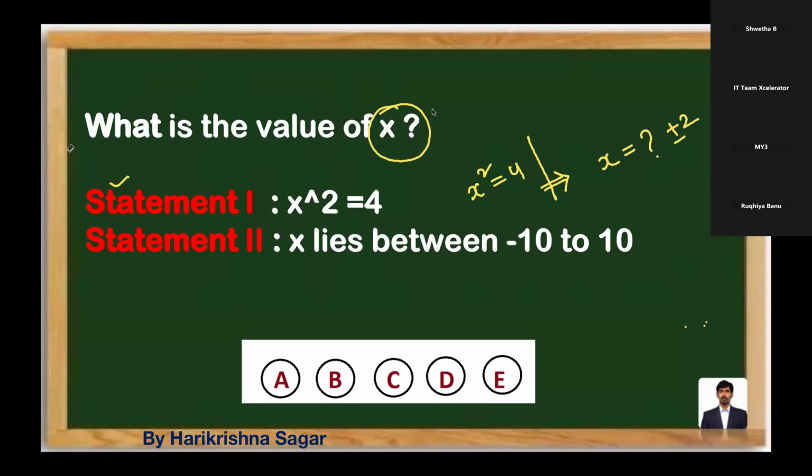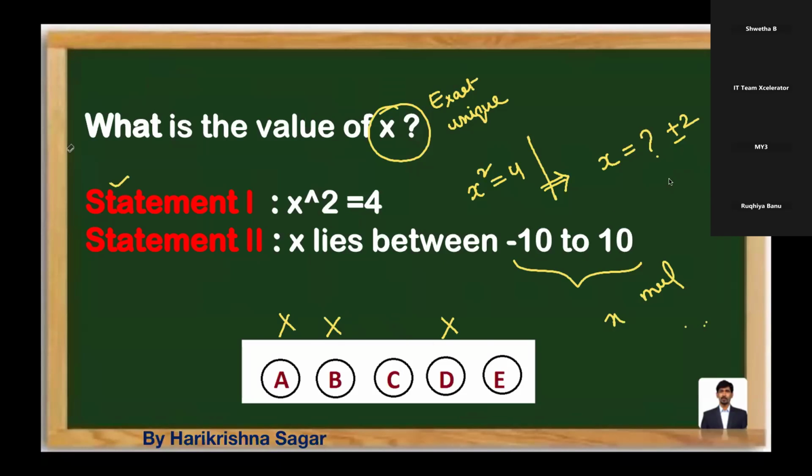So that means we are not able to say the exact value of X or a unique value of X. Because we are not able to say the exact value, the answer cannot be option A or D. Look at the second one. X lies between minus 10 to plus 10, which means again you will have multiple values for X. So that is also wrong.